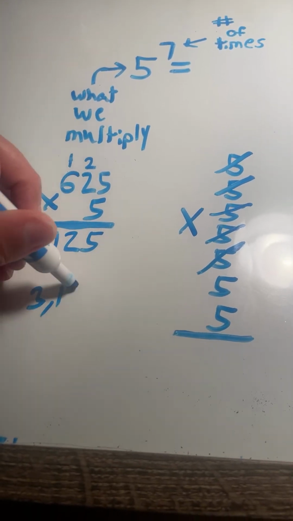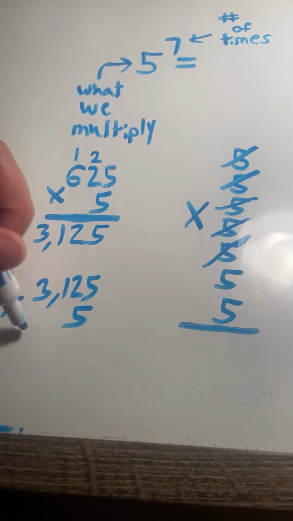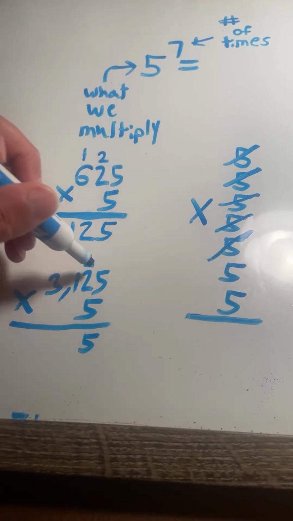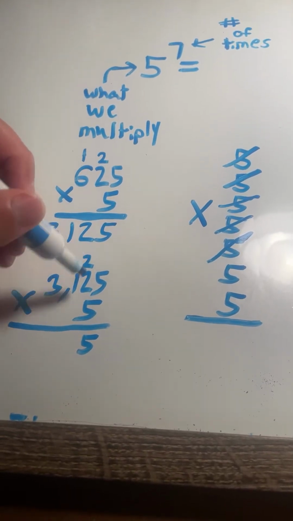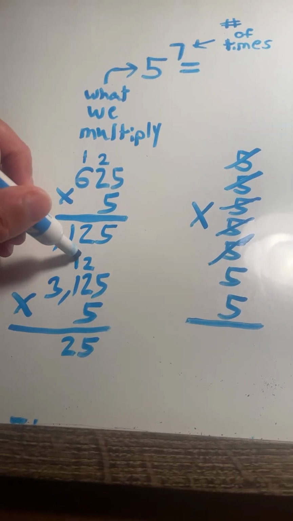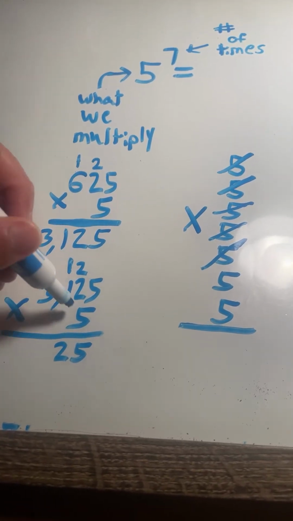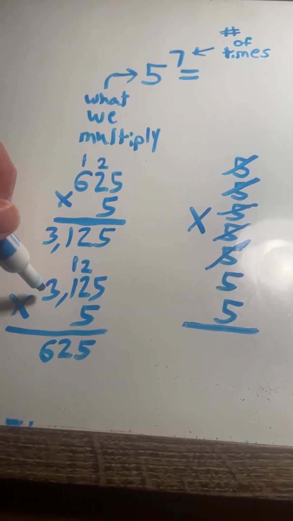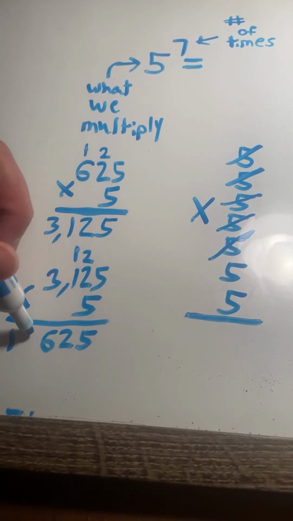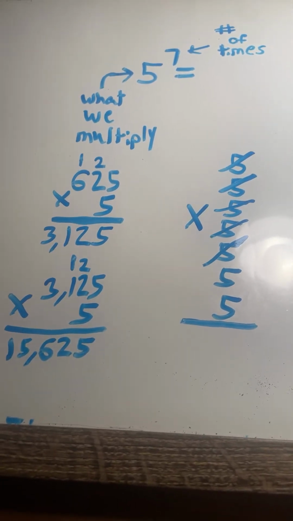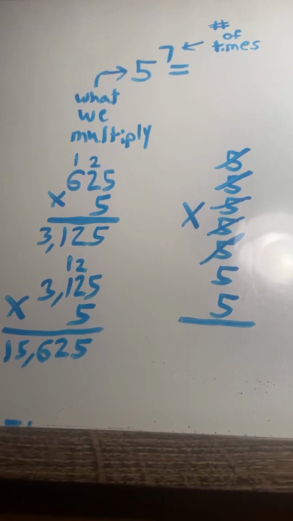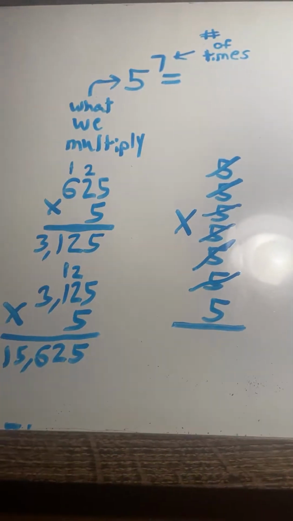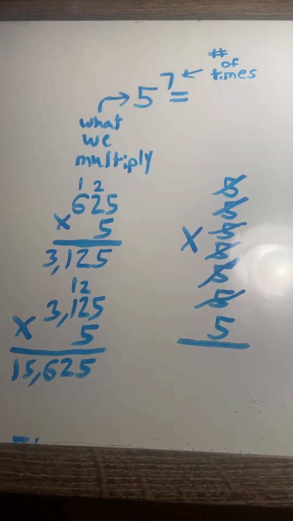Next, 3,125 times 5. 5 times 5 equals 25. 5 carry the 2. 2 times 5 equals 10, plus 2 equals 12. 2 carry the 1. 1 times 5 equals 5, plus 1 equals 6. 3 times 5 equals 15. So 3,125 times 5 equals 15,625. So we have just multiplied the number 5, 6 times.